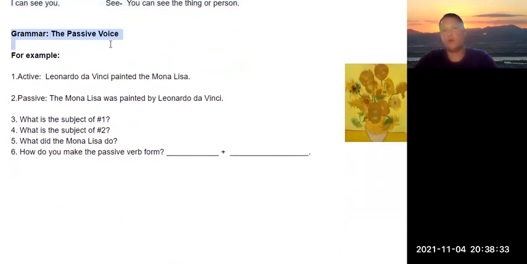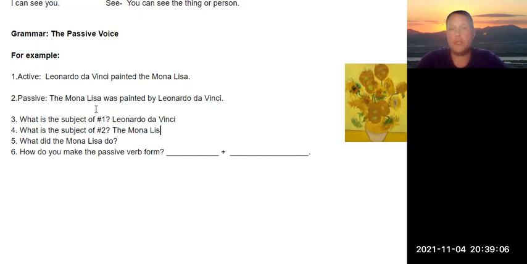So today we're studying the passive voice. So let's look at sentences 1 and 2. The active: Leonardo da Vinci painted the Mona Lisa. And the passive: the Mona Lisa was painted by Leonardo da Vinci. So what's the subject of number 1? It's Leonardo da Vinci. And what's the subject of number 2? It's the Mona Lisa. And what did the Mona Lisa do? Okay, maybe she smiled.